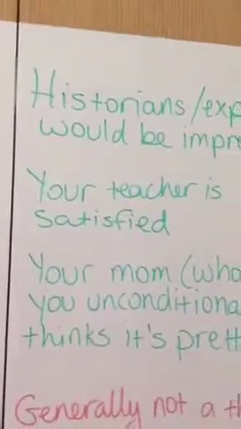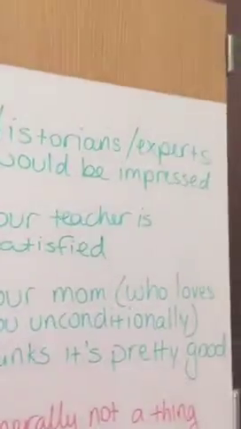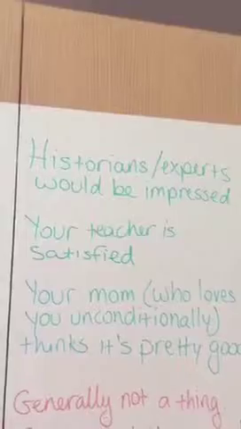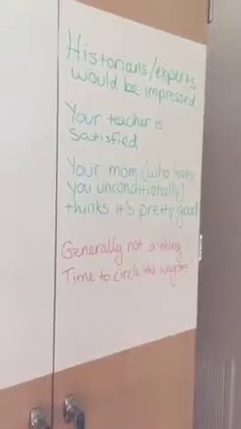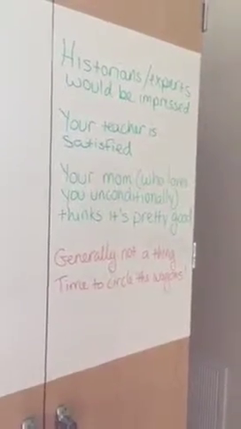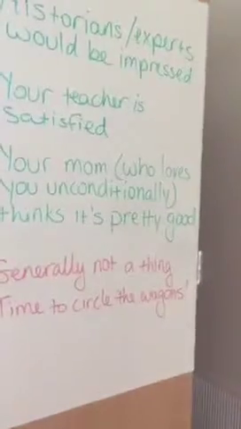For an A, it would be that historians and experts in the field would be impressed with the kid's writing. They would see it and they would be like, wow, I can't believe a kid wrote that. Seems unlikely given the amount of thought and research and analysis of sources that went into it. B is your teacher is satisfied, meets my expectations based on those clear suggestions that I showed you earlier. C is your mom, who loves you unconditionally, thinks it's pretty good.